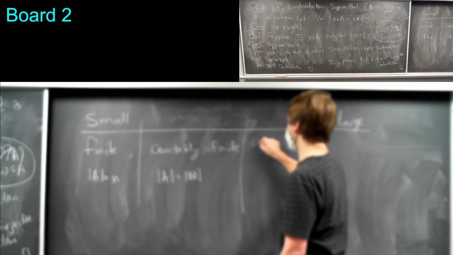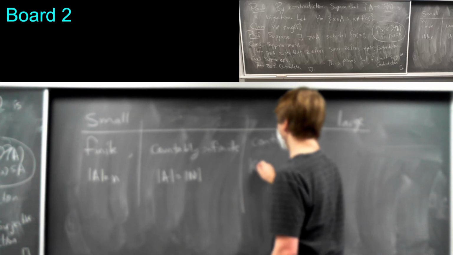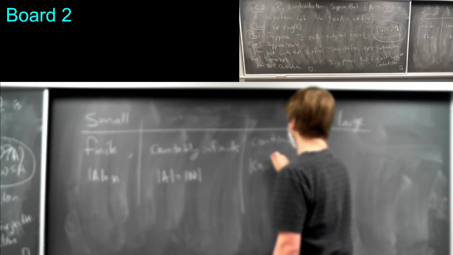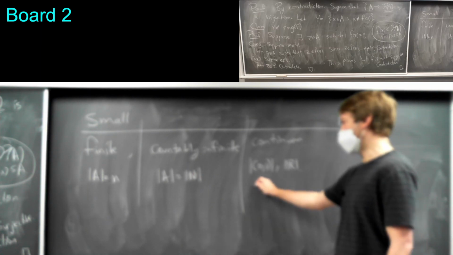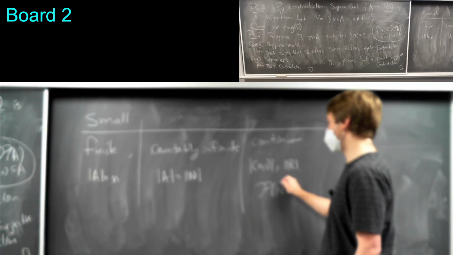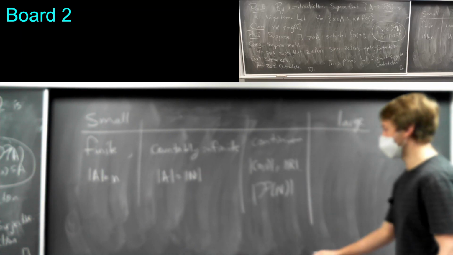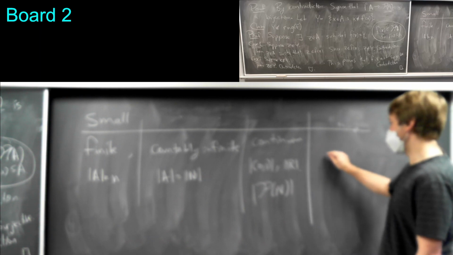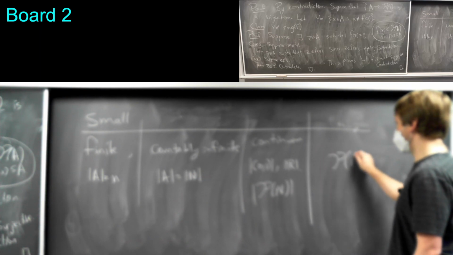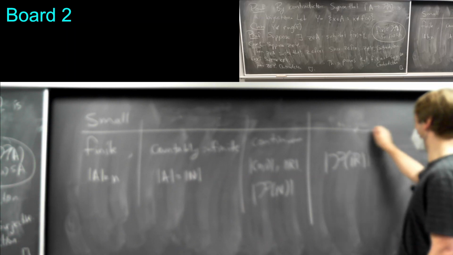Then you have the continuum, which has things like the interval 0, 1, the reals, but also the power set. So out of interest, the power set of the natural numbers has the same size as the reals. But then you have things which are even bigger, right? You have the power set of the reals, which is bigger than the reals.